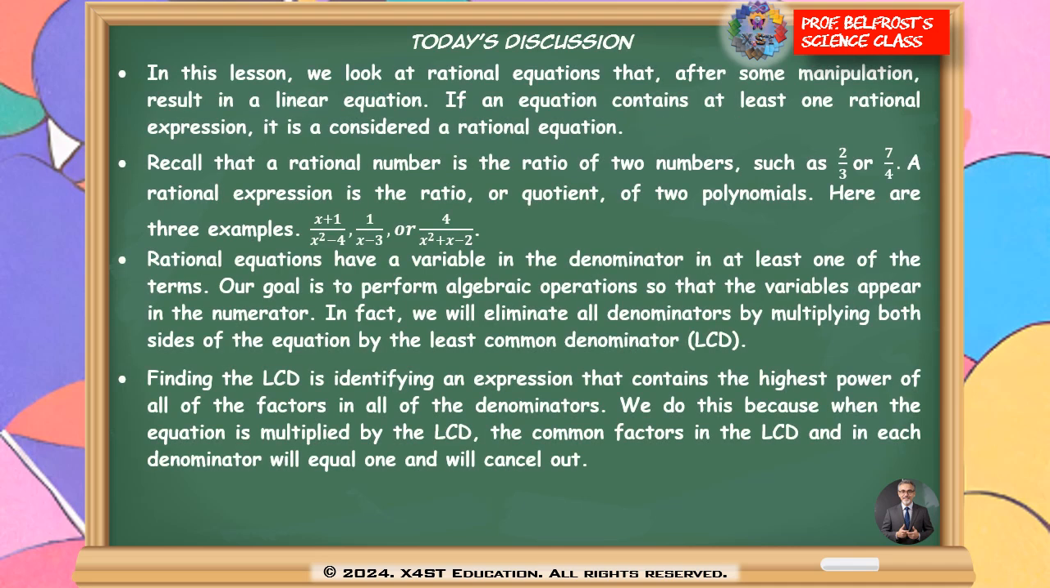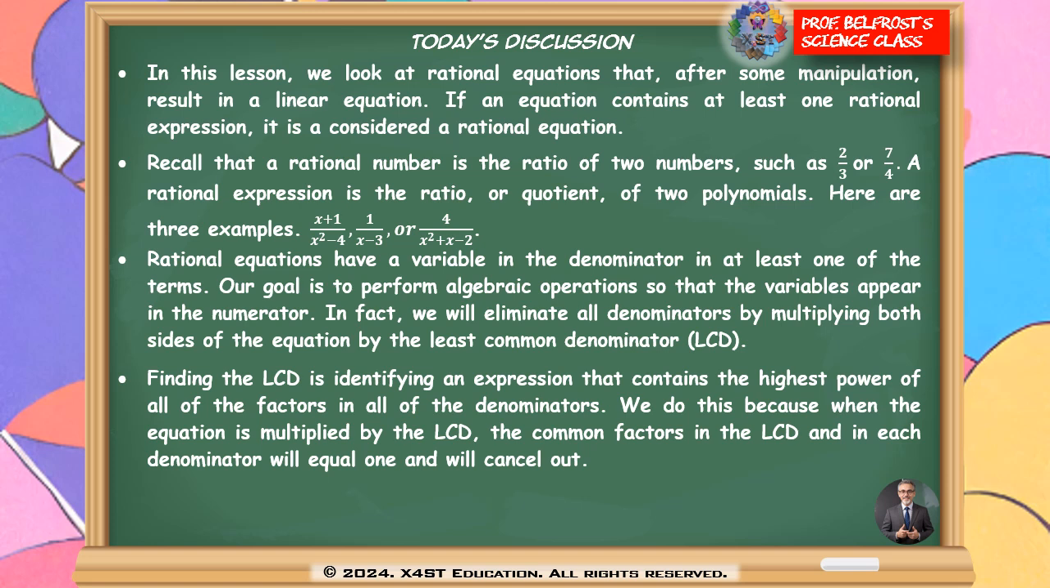So yeah, today's discussion will look at rational equations that, after some manipulation, result in a linear equation. When an equation contains at least one rational expression, it's considered a rational equation. Recall that a rational number is a ratio of two numbers. Here are some rational expressions such as x plus 1 over x squared minus 4, and many more, as you can see in the slide.